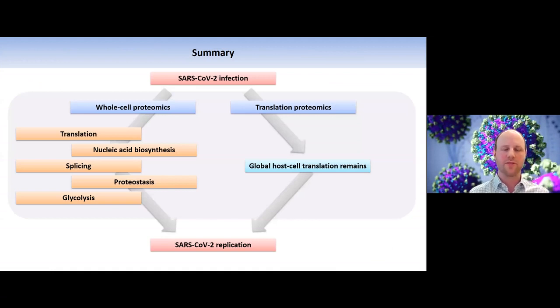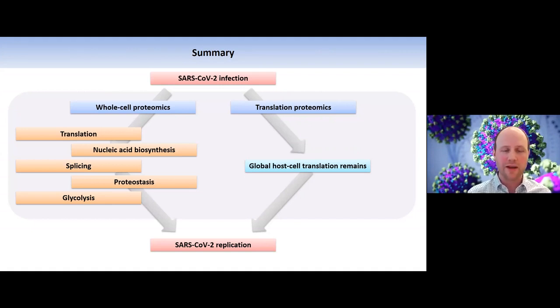So the point at which we were there is that we had established this cell culture model for SARS-CoV-2 infections, and using whole cell proteomics and translation proteomics, we made different observations. One is that the global host cell translation largely remains intact, which I think has a lot of implications. Also that the viral proteins have to compete with the host cell proteins for translation. So there need to be alternative ways to make it possible to produce these viral proteins at these higher rates that are required to produce virus.